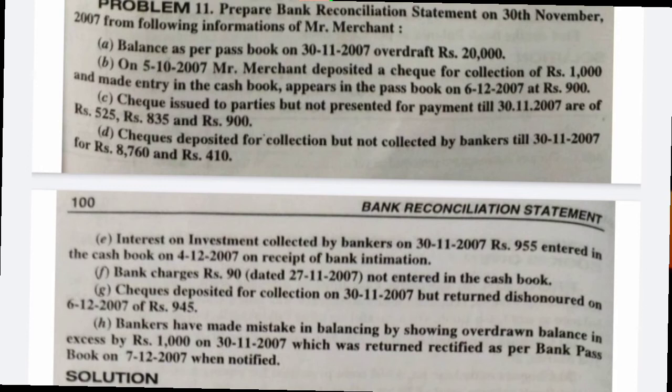Okay, we are preparing the BRS for the month of November. We need to see the November month. Since he has deposited the amount in the month of October and it is not yet cleared in the month of November also, this 900 in the month of December is irrelevant to us, because we are preparing BRS for the November month. In the November month, no entry is recorded in the passbook. In the passbook the entry is recorded in the month of December. December is irrelevant for us now.